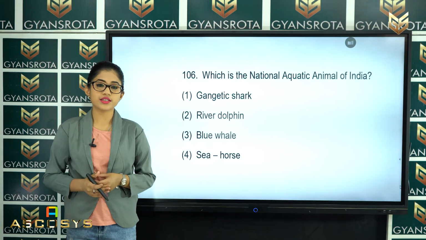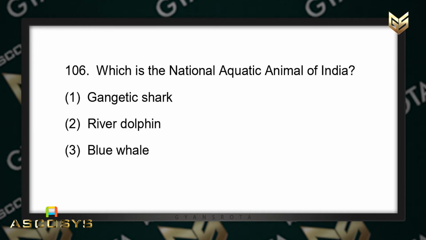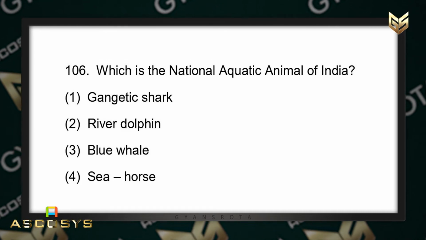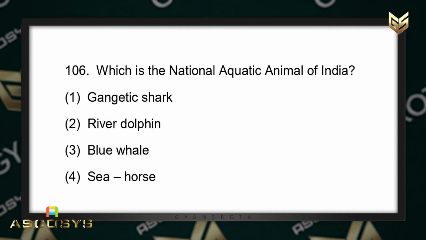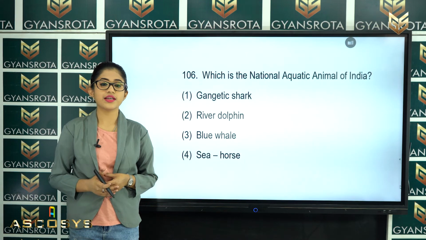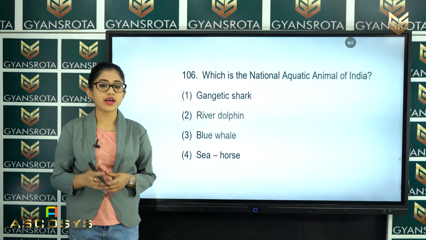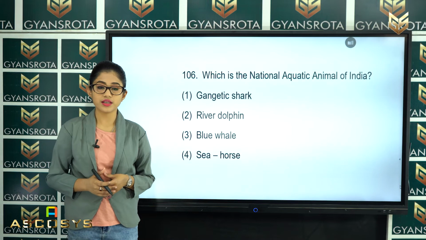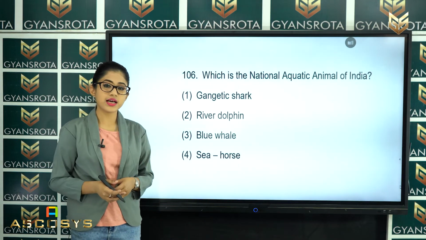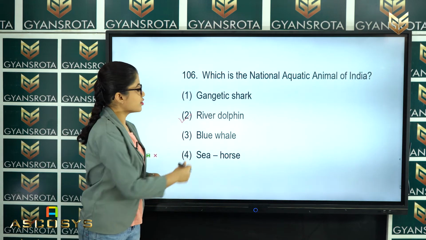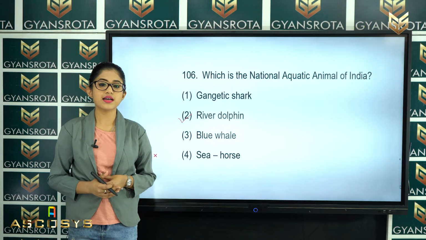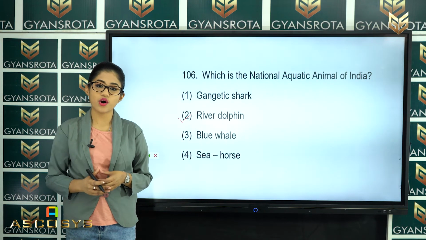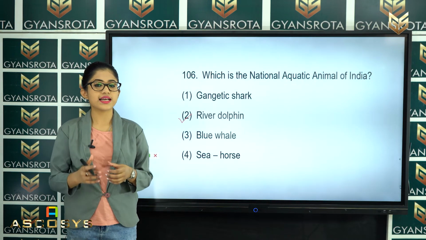Now in the next question, that is question number 106. Which is the national aquatic animal of India? Gangetic shark, river dolphin, blue whale, or sea horse? Well, this is very common GK question and that we have also discussed in the unit ecology. So what is the correct answer among this? That is the option number 2, river dolphin. So river dolphin is considered as the national aquatic animal of India. Now let's see the next question.